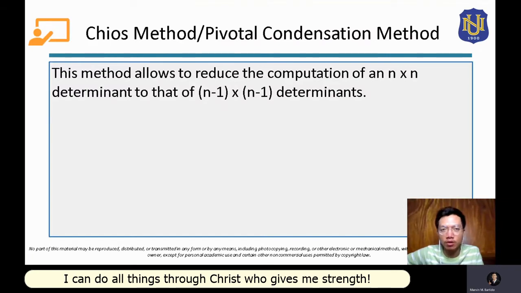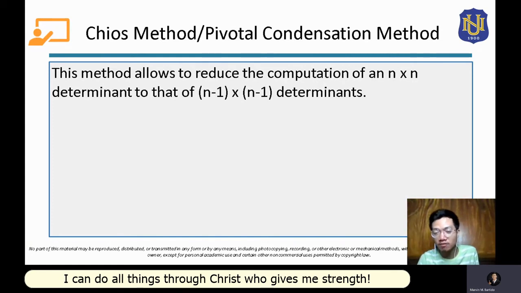So we will now proceed to our next method, which is Chio's method or pivotal condensation method. The purpose of this method is also the same as the purpose of the first method that we have discussed. This method also allows us to reduce the computation of an n by n determinant to that of an n minus 1 by n minus 1 determinant. So if we have, let's say, a 4 by 4 matrix here, it's the same with the cofactor expansion method, no? From a 4 by 4 matrix, if we use Chio's method, it will be reduced into a 3 by 3 matrix. And then from that, we can use basket method to solve for that determinant.